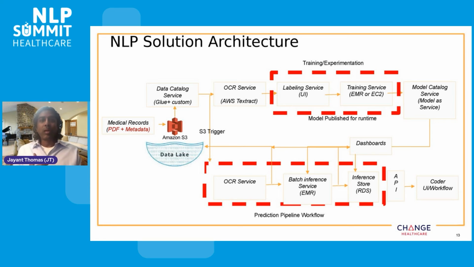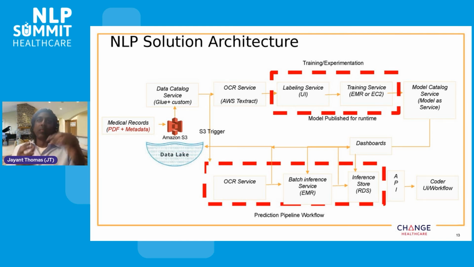Then you need to deploy this. You can deploy it as a real-time endpoint model, or, in this case, we deploy it as a batch inference, because that's the use case we had. You can see here the top one is the training, and the bottom is the inference pipeline. The inference pipeline does the same thing. It gets the data from the data catalog, and then OCRs. That's the first step, and then the model gets executed using the batch inference service.